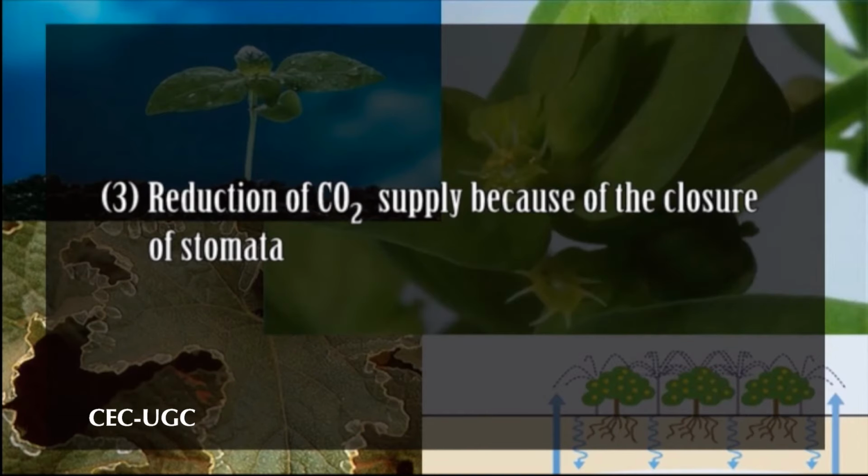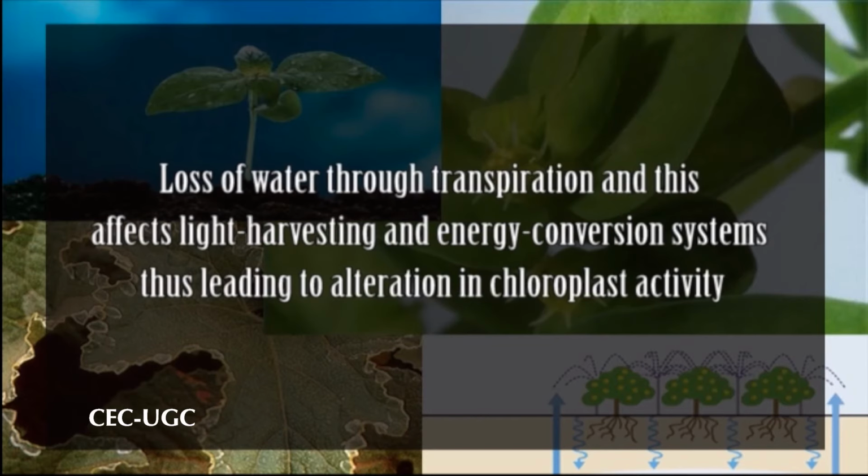Number 3. Reduction of carbon dioxide supply because of the closure of stomata. The reduction in stomatal conductance results in restricting the availability of carbon dioxide for carboxylation reactions. Stomatal closure minimizes loss of water through transpiration, and this affects light harvesting and energy conservation systems, thus leading to alteration in chloroplast activity.